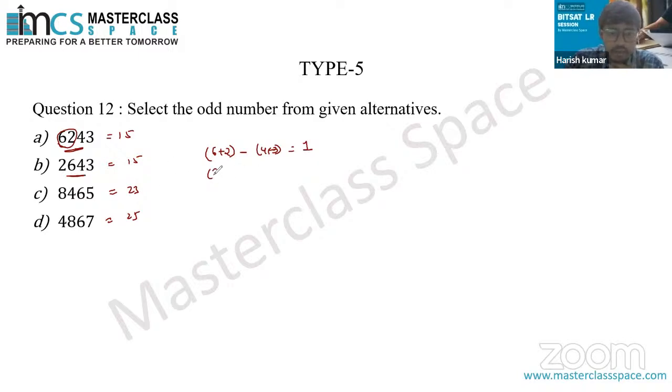In the same way, if I do 2 plus 6 minus 4 plus 3, that's also giving me 1. In the third option, it is 8 plus 4 minus 6 plus 5. So this is also giving me 1. So I think this logic is absolutely correct. And in the last option, 4 plus 8 minus 6 plus 7, but this is giving me minus 1. So through this logic, the only option that is wrong is option D, and that is our answer.